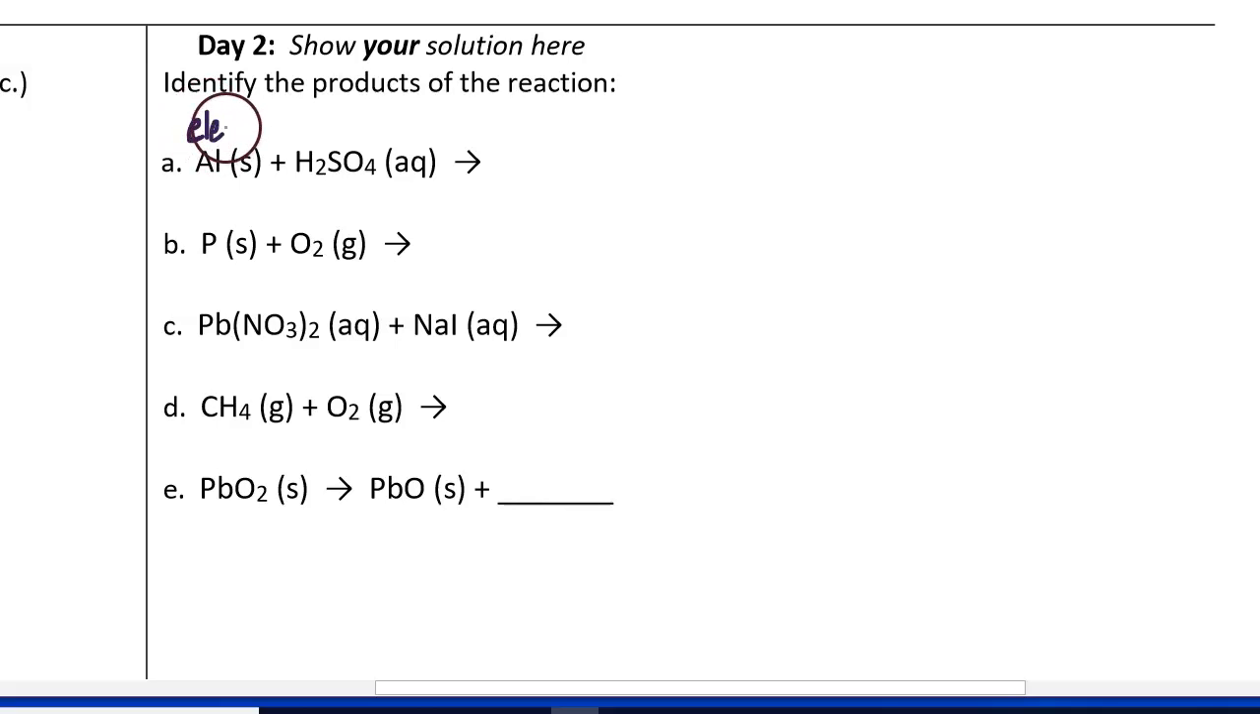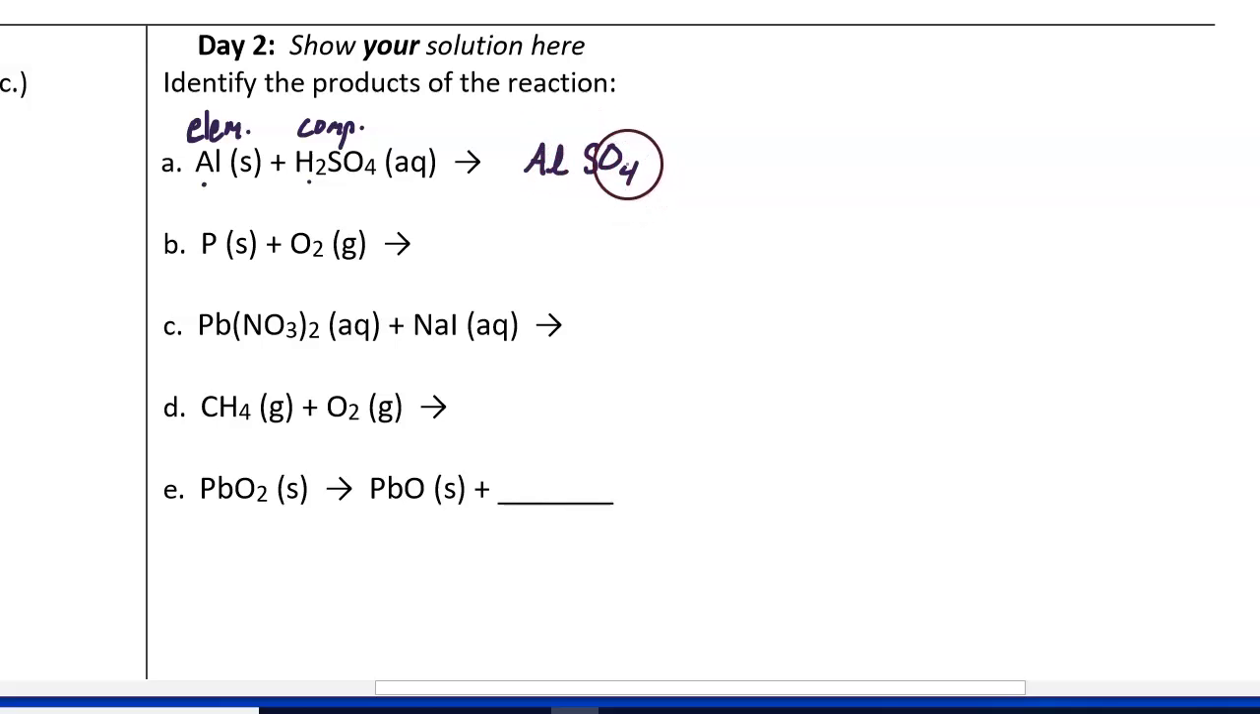This is an element, and this is a compound. This seems to have the structure of single replacement. The aluminum will replace the hydrogen in its bond to the sulfate. The product will be aluminum sulfate. However, you cannot just write AlSO4 to be aluminum sulfate.